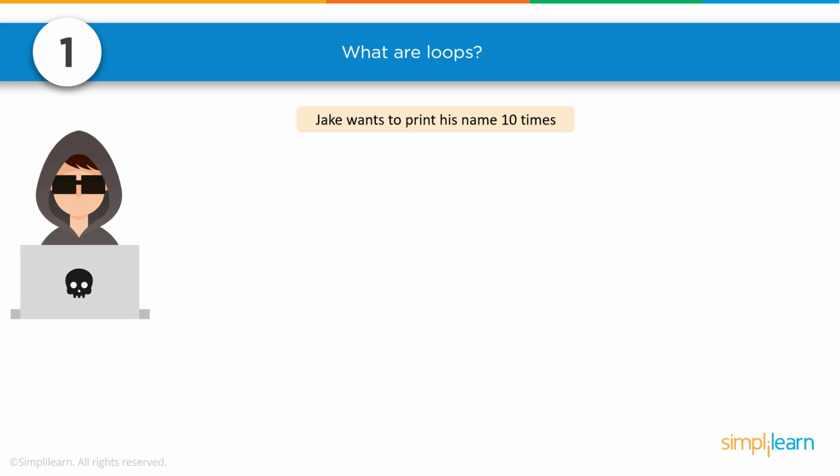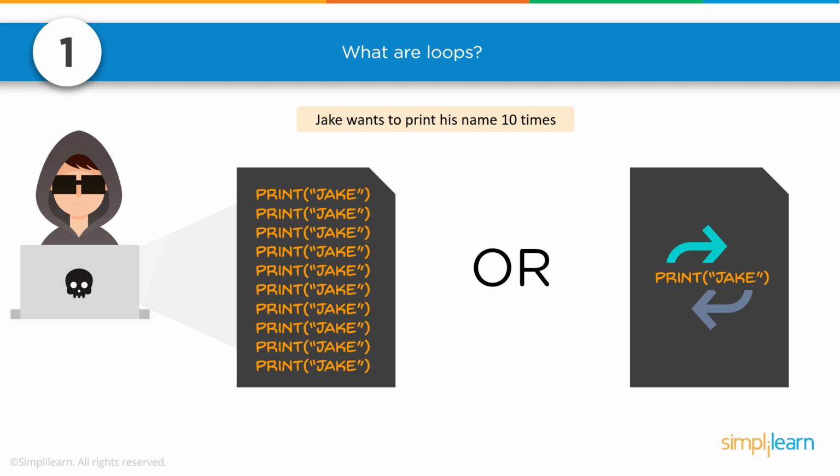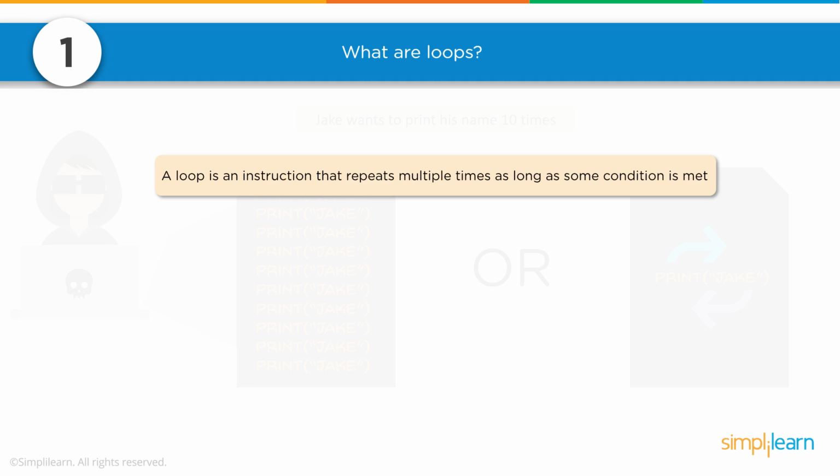So Jake here wants to print his name 10 times. Now there are two ways of doing this. One is he can literally give 10 print statements for printing his name, or he could use a smarter method and he could have just one print statement and somehow repeat the execution of this one statement. Now this is where loops come in. So a loop is basically an instruction that repeats multiple times as long as some condition is met. So Jake could simply use a loop to execute that one print statement 10 times.